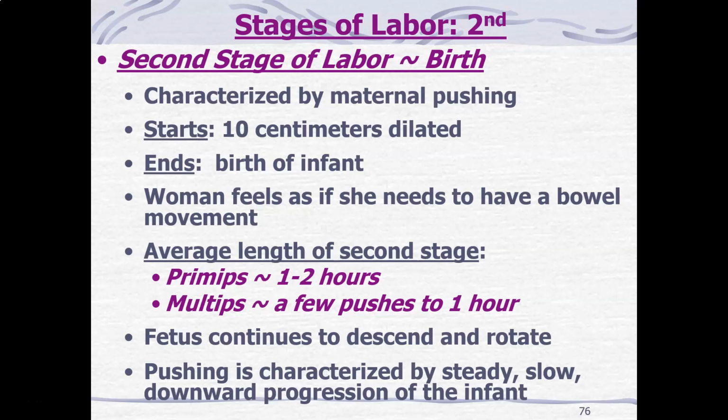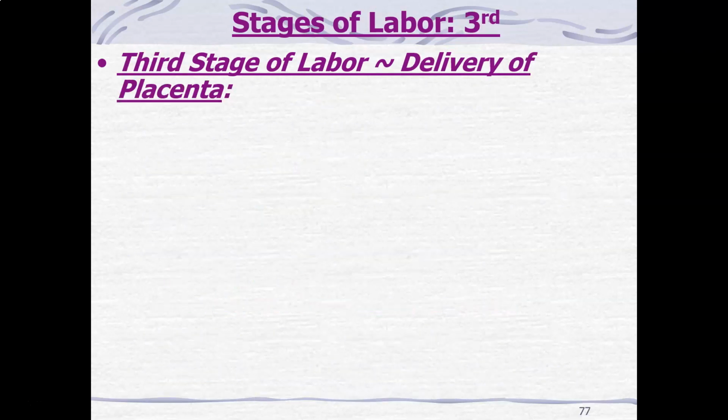The average length of the second stage of labor for primips is 1 to 2 hours. For multips, it's going to be a few pushes to an hour. Right? The fetus continues to descend and rotate, and pushing is characterized by steady, slow downward progression of the infant.